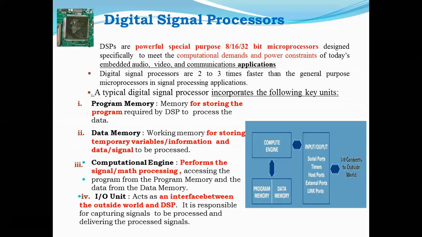So the next kind of processor that is used in the embedded system is the digital signal processor. This is also a kind of processor which will be used in embedded systems. Basically these DSPs are either 8, 16 or 32-bit microprocessors, right? They are used in applications like audio, video and communication applications.